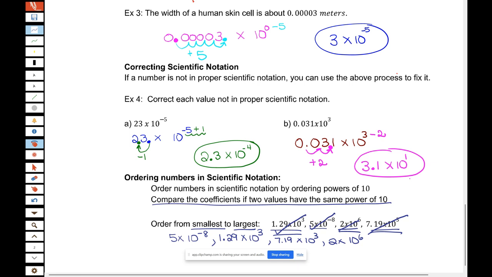If one of the numbers is not in scientific notation, put it in scientific notation before you start ordering your numbers. So that is the end of this lesson on writing numbers in scientific notation. Our next lesson will be multiplying numbers in scientific notation.